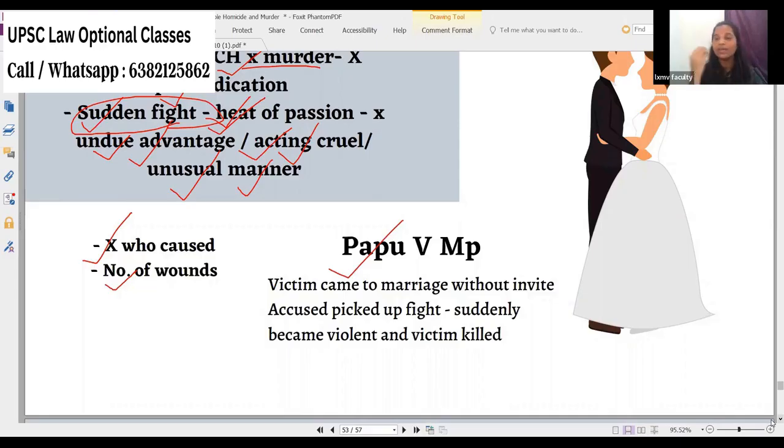Who invited you? How can you come just like that? And he started to argue badly. He started to give a blow, and the other person started to give a blow. They started a physical fight too. In this fight, the person was killed. Now, this is squarely falling under exception 4.